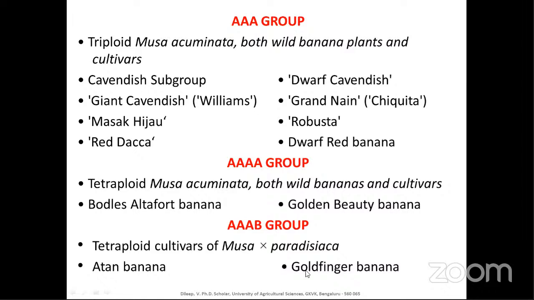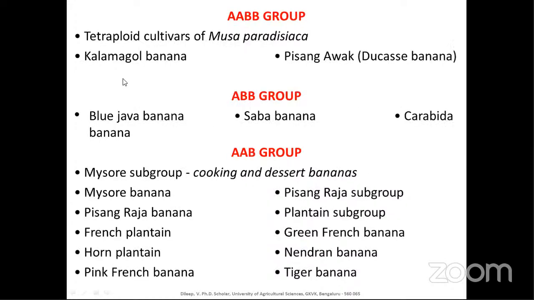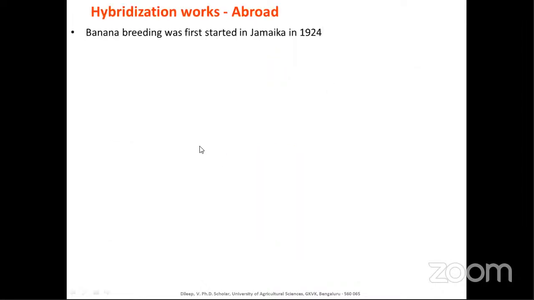And Goldfinger, just remember this Goldfinger belongs to the AAAB group. This is Bodles Altafort. These are the ones which are hybridized artificially, through a breeding program, I will be telling that. So the AAAB group, this one also, don't remember all those things. Yes, this is important, I will tell you.